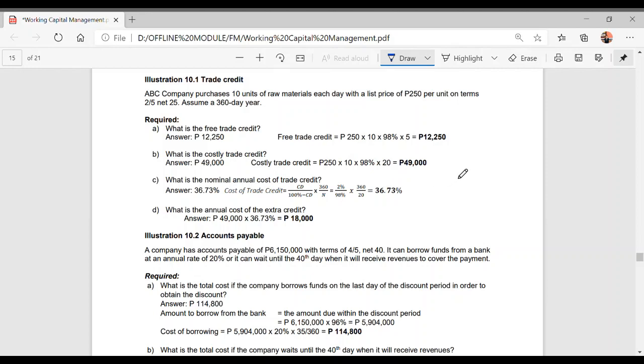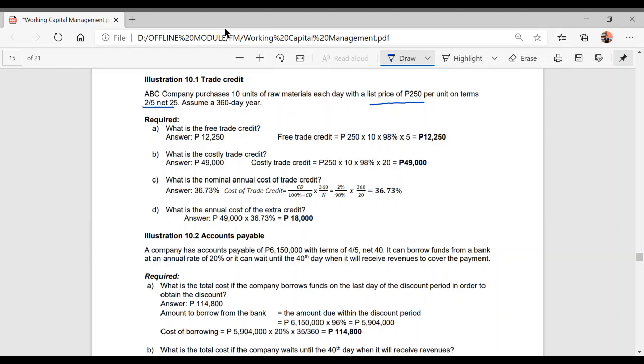Okay, so for the first one, we have here the question, what is the free trade credit? So again, before we answer problems, the first thing that we have to do is to check what is required in the problem. Okay, so the given here is ABC company purchases 10 units of raw materials each day with a list price of 250 per unit on terms 2 over 5 net 25.